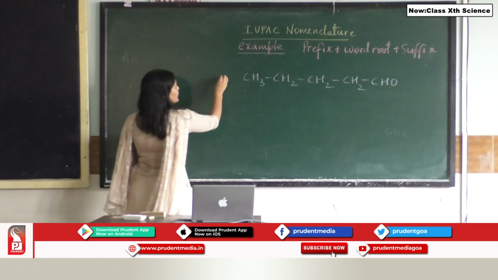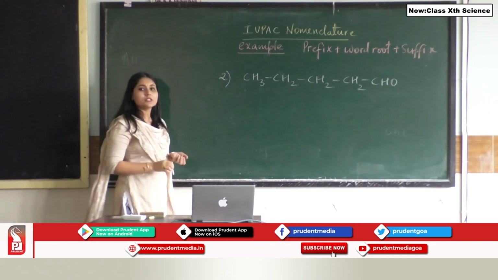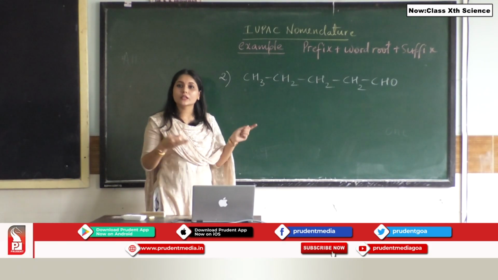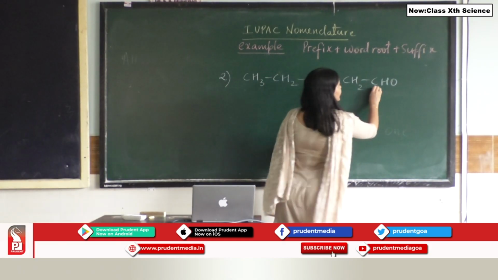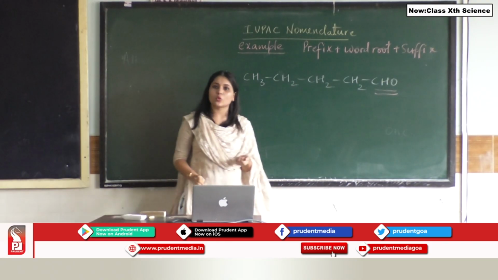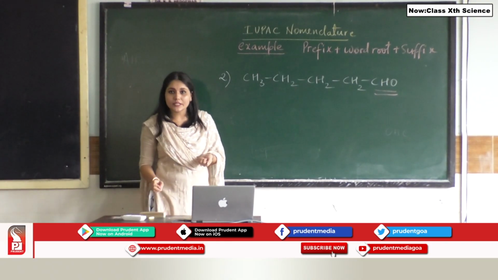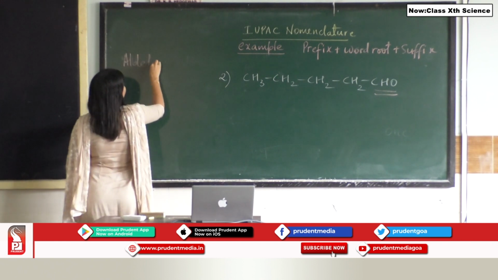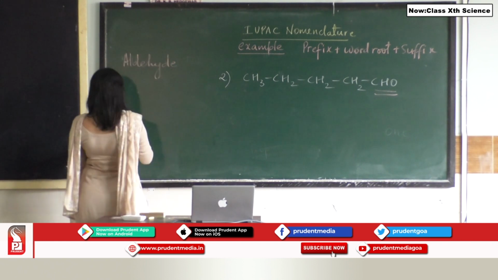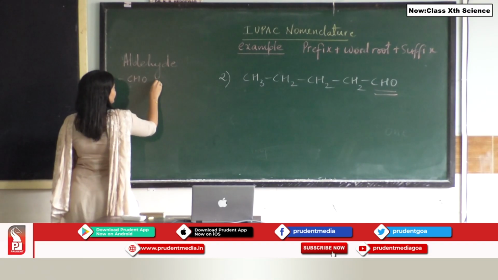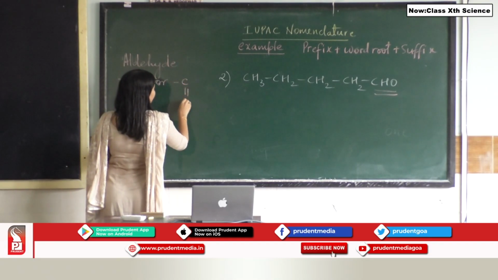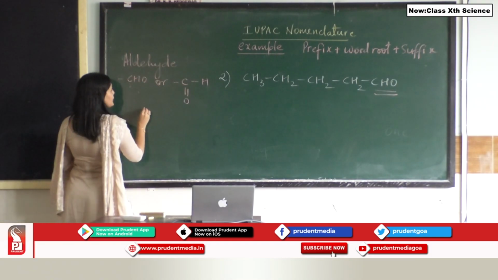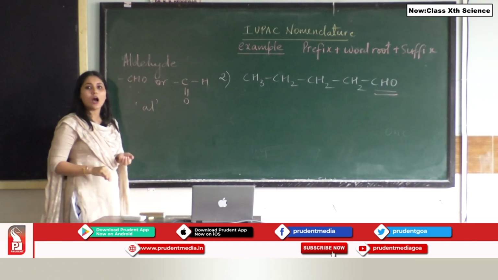Okay, so the next example that we have, we'll start counting. First we'll identify what functional group is there in the given compound. The functional group that is present over here is CHO. CHO is an aldehyde, as we already know, students. It is either written as CHO or as C double bond OH, and we use the suffix for aldehyde, that is called al.